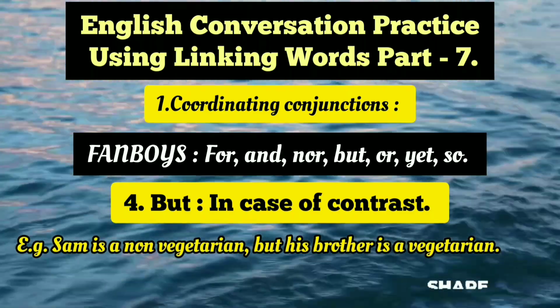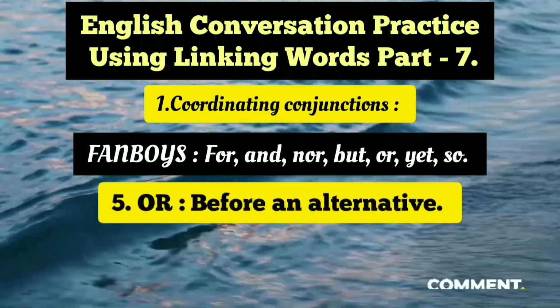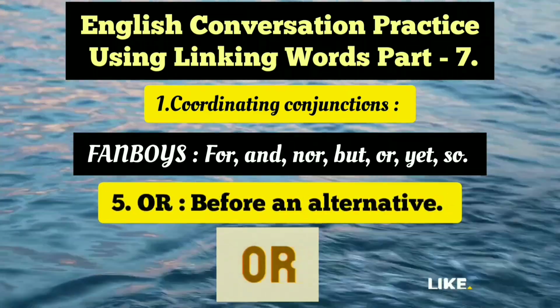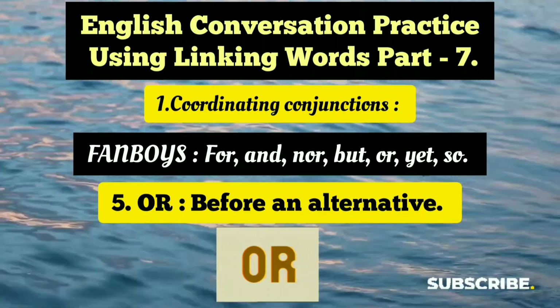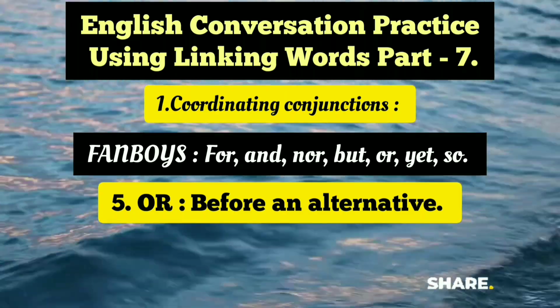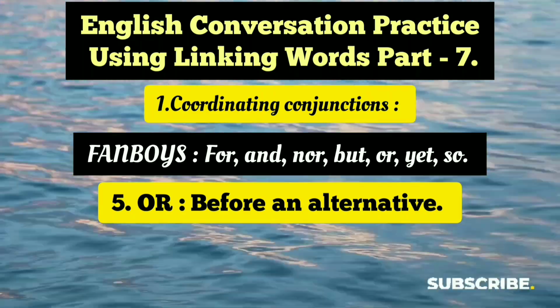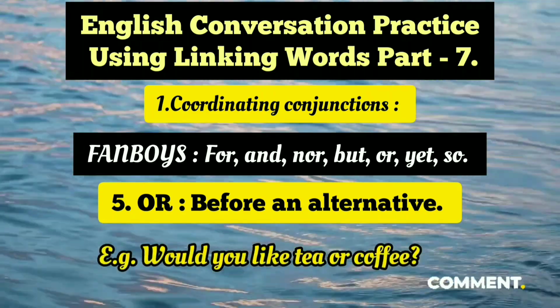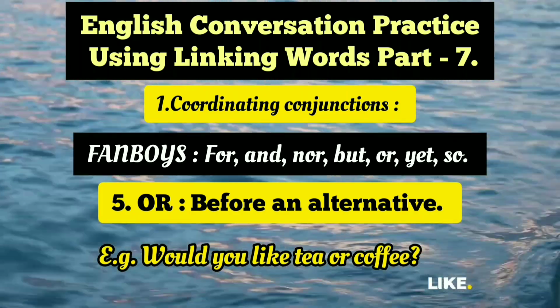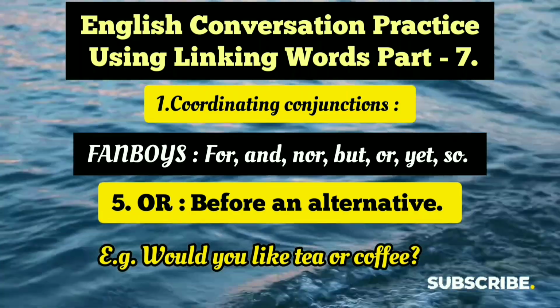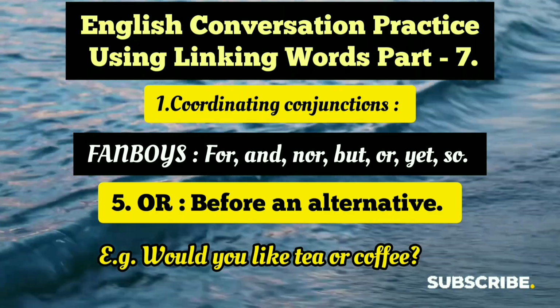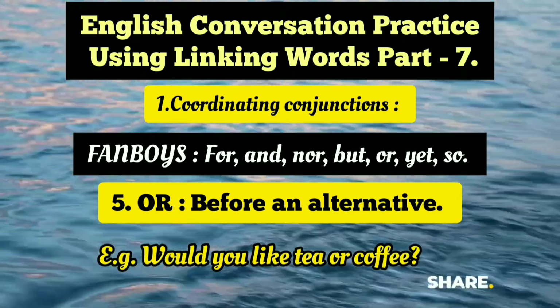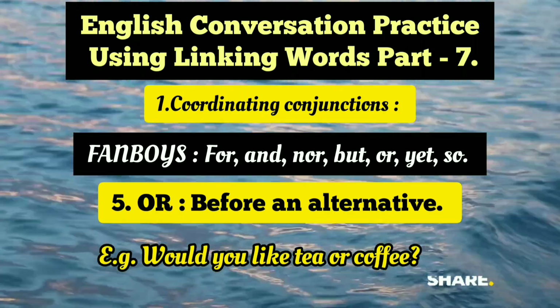Up next we are going to see the fifth one, that is or. Or gives us an alternative. So we use it before an alternative. As you see the example, would you like tea or coffee? Again I'm using or and joining the rest part, that is coffee. I'm giving two options here. So that time I use the coordinating conjunction or to give an alternative.